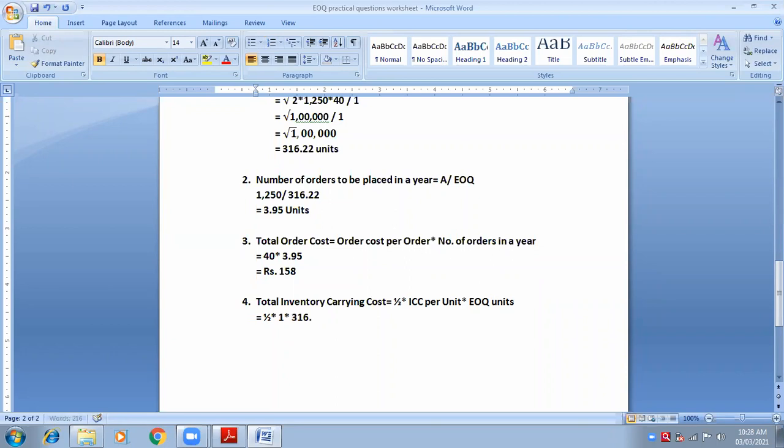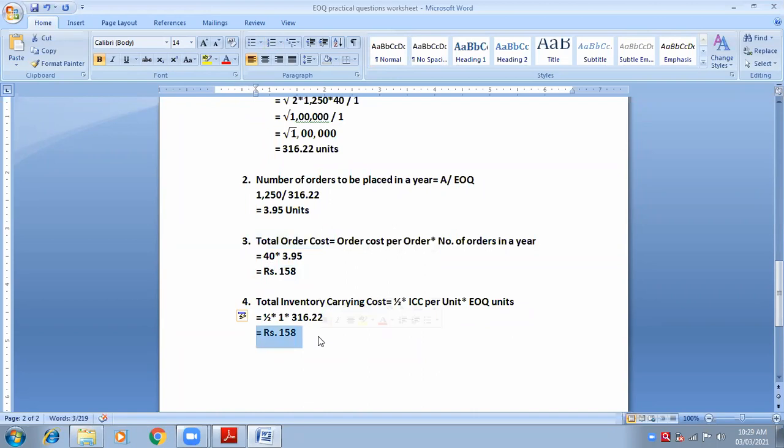So what is EOQ units? 316.22. Tell me, 316.22 into 1 into half. So what is the answer? 158. So does it match? Yes, ma'am. Both costs match, no? See, total ordering cost rupees 158, total inventory carrying cost rupees 158.